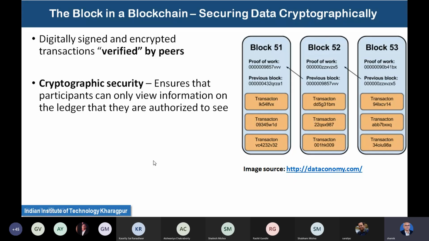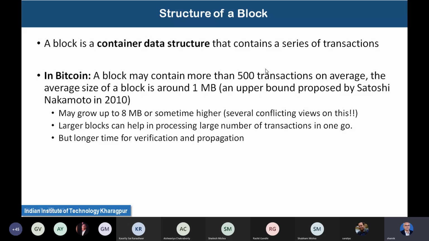Okay. Now, the structure of a block: it is a container data structure, and that contains a series of transactions. Okay.